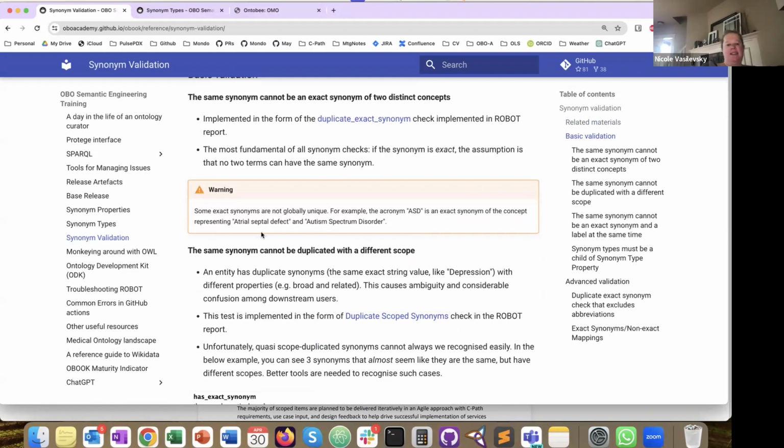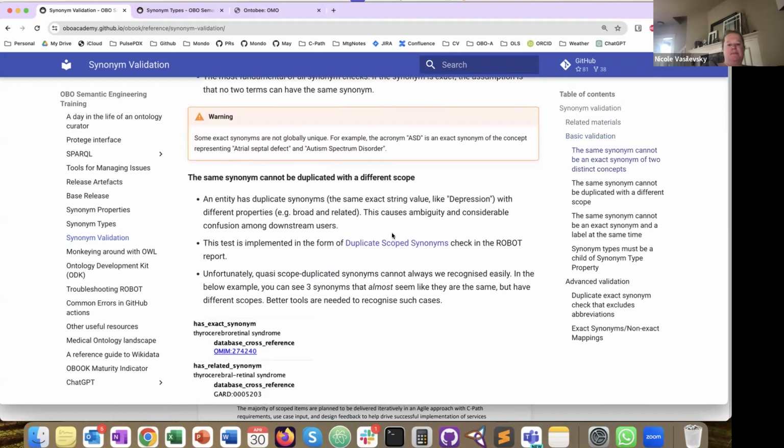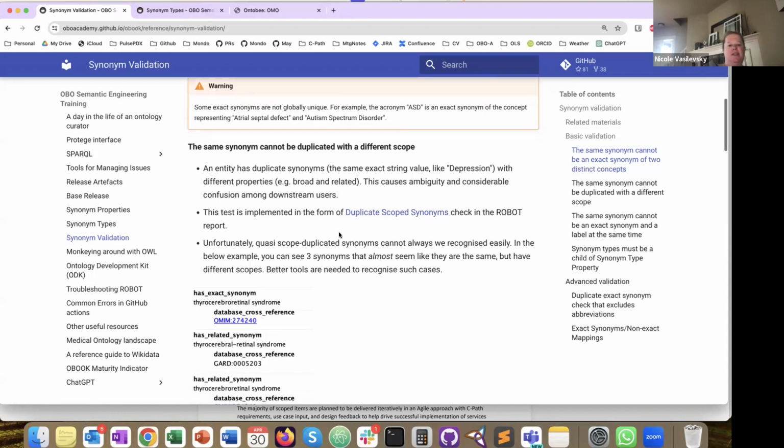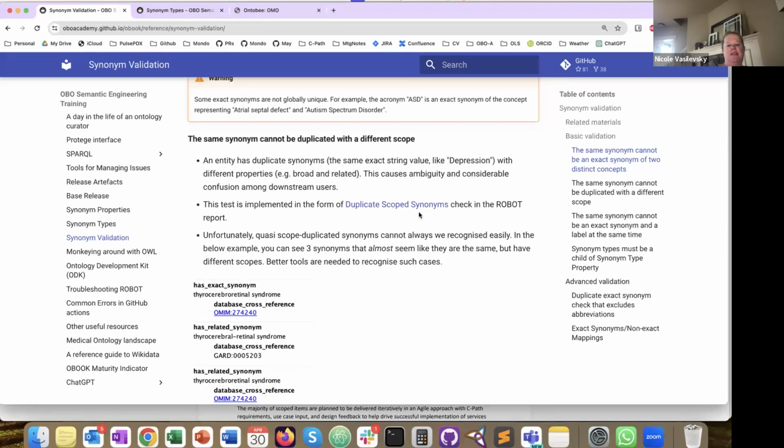So the abbreviation ASD for atrial septal defect and autism spectrum disorder. So like Sue was saying, she'll get warnings on her OBO dashboard for this. And then other examples, terms like depression could refer to the mental health concern, or it could be depression in a geological sense, like a depression in the ground. So yeah, this definitely can cause some ambiguity and confusion amongst users. So there's this test for the duplicate scope synonyms.